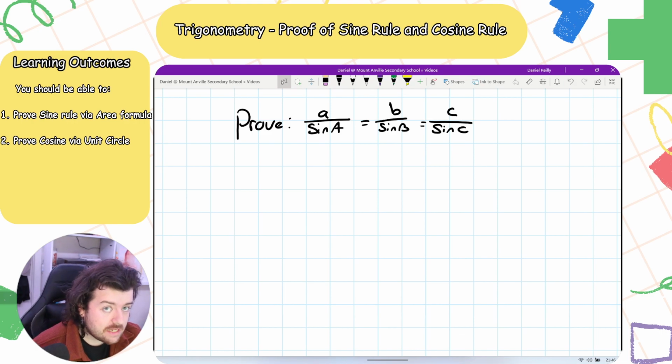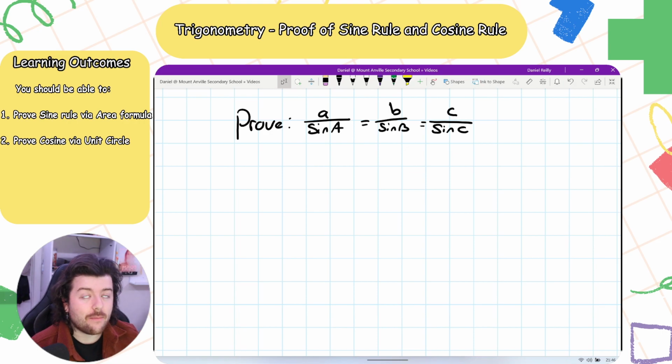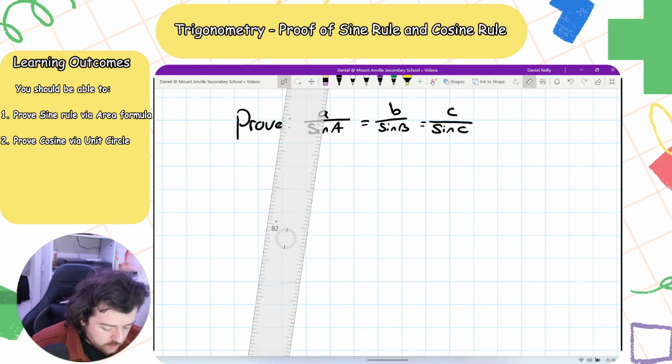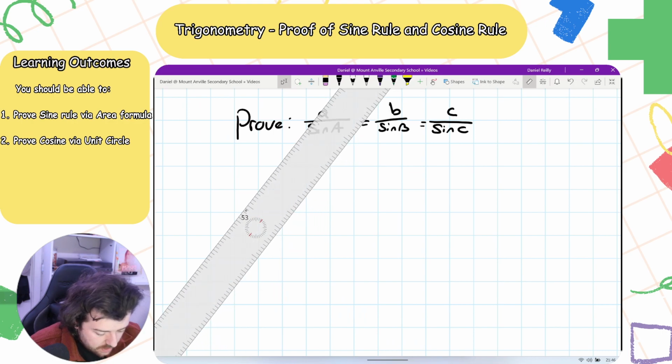So there are a few proofs of the sine rule. In this video we're looking at proving the sine rule via the area formula. So what we just need to do is draw a regular old triangle like so.